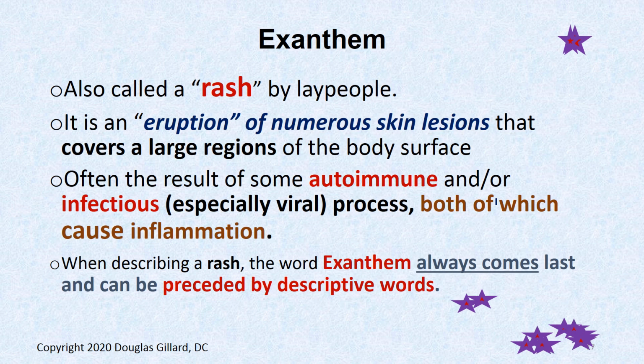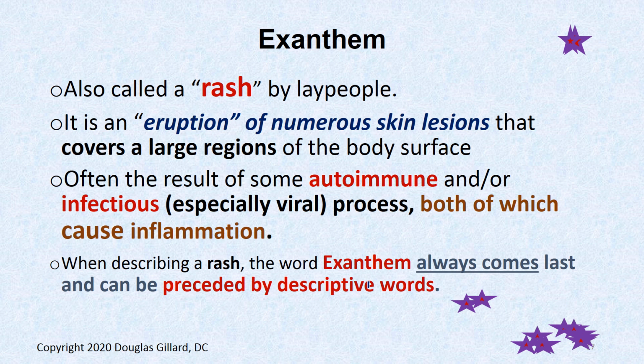Okay, a rash is called, in dermatology speak, an exanthem. It's just an eruption of skin lesions that pop up in at least one region of the body. It can result from a virus or an autoimmune process, so you could say it's an autoimmune attack of the skin or an infectious attack of the skin.